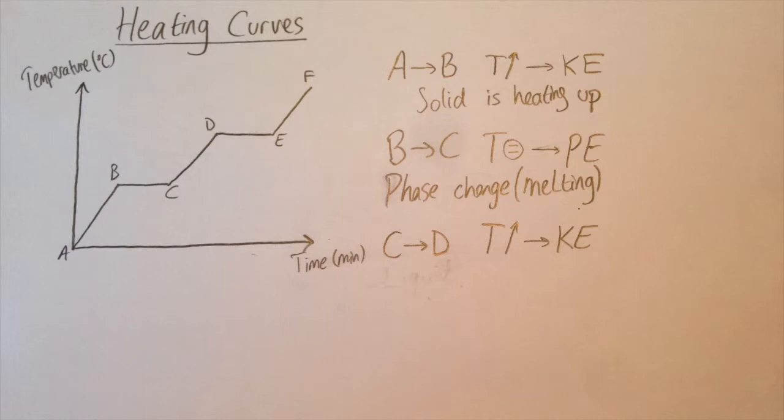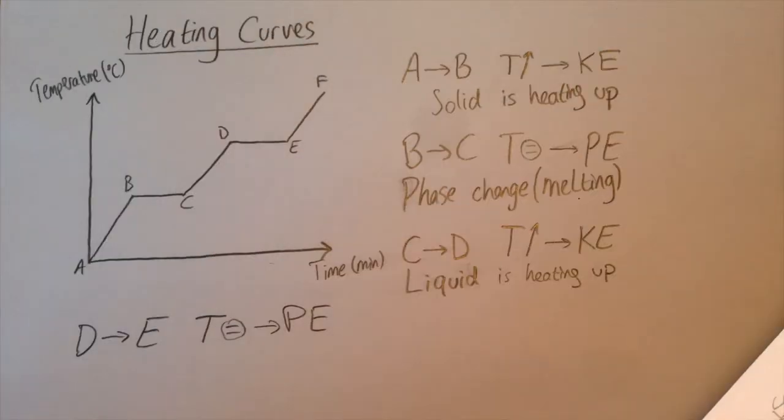At point C, the substance is fully liquid and now starts heating up to point D. Temperature increases and thus kinetic energy increases. This section is the liquid heating up.